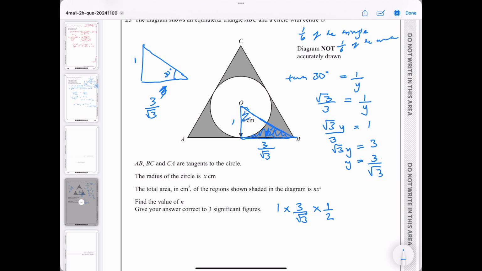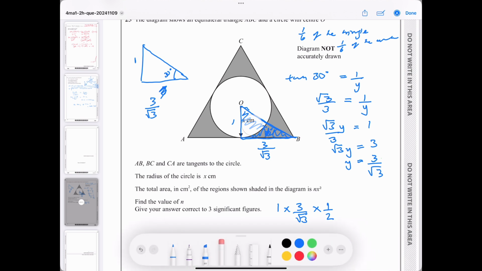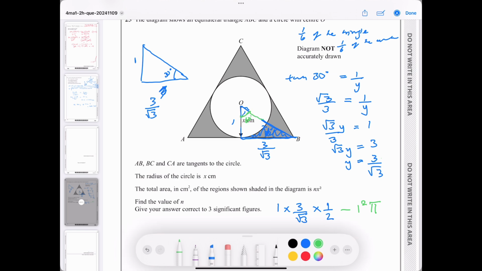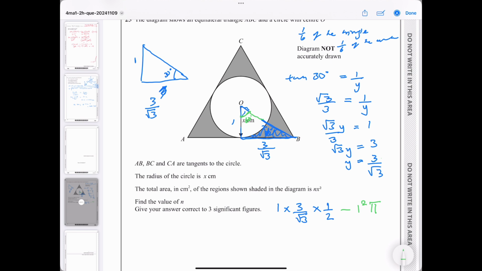So all of this bit, right? Okay, but I know I'm not really allowed just that bit. I've got to get rid of the bit in the middle. So now I'm going to go minus 1 squared pi, and this is going to be 60 degrees, because we know that it's a sixth of that because it's 30, 60 and 90. So that's basically pi over 6. And then I'm going to put this into my calculator and see what I get.